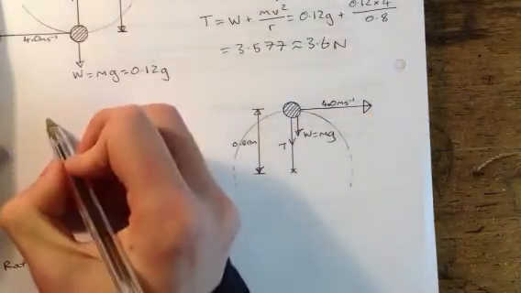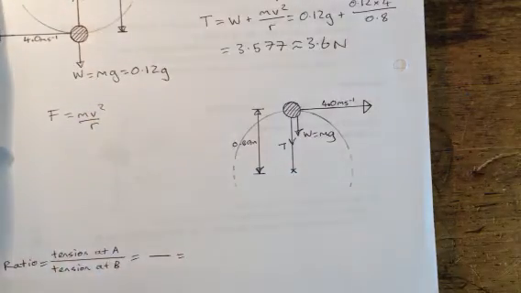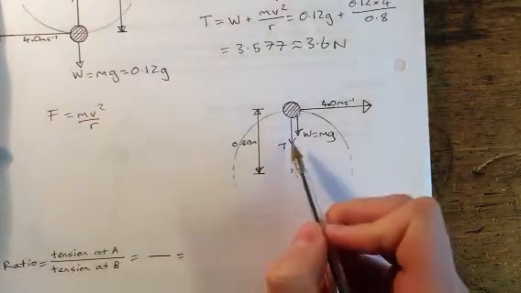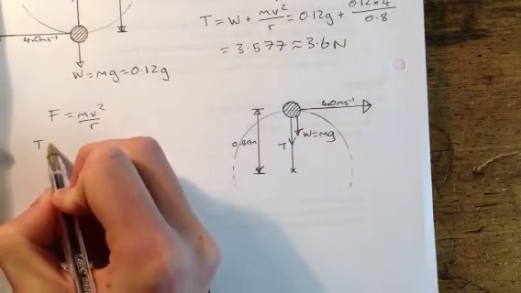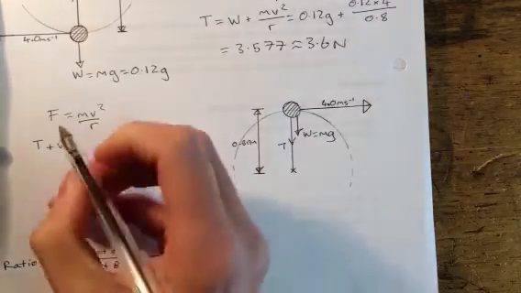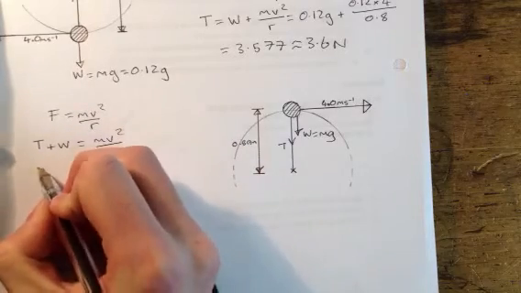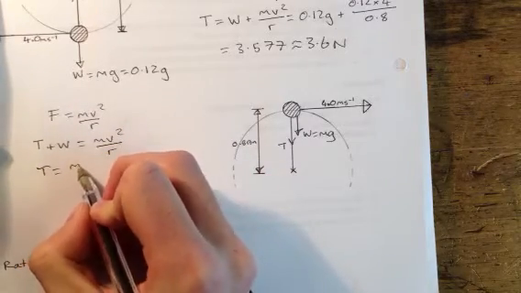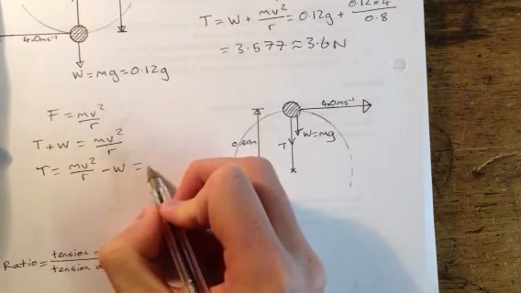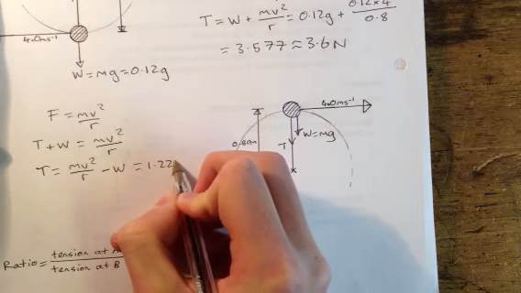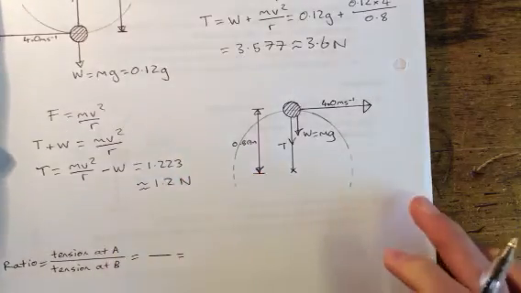So if we use the equation again, F equals mv squared over r, and if we remember that F equals the net force overall acting inwards, so F will equal the tension plus the weight this time, and that all equals mv squared over r. So from that we can deduce that the tension equals mv squared over r minus the weight, and this comes out to be 1.223, which is about 1.2 newtons.